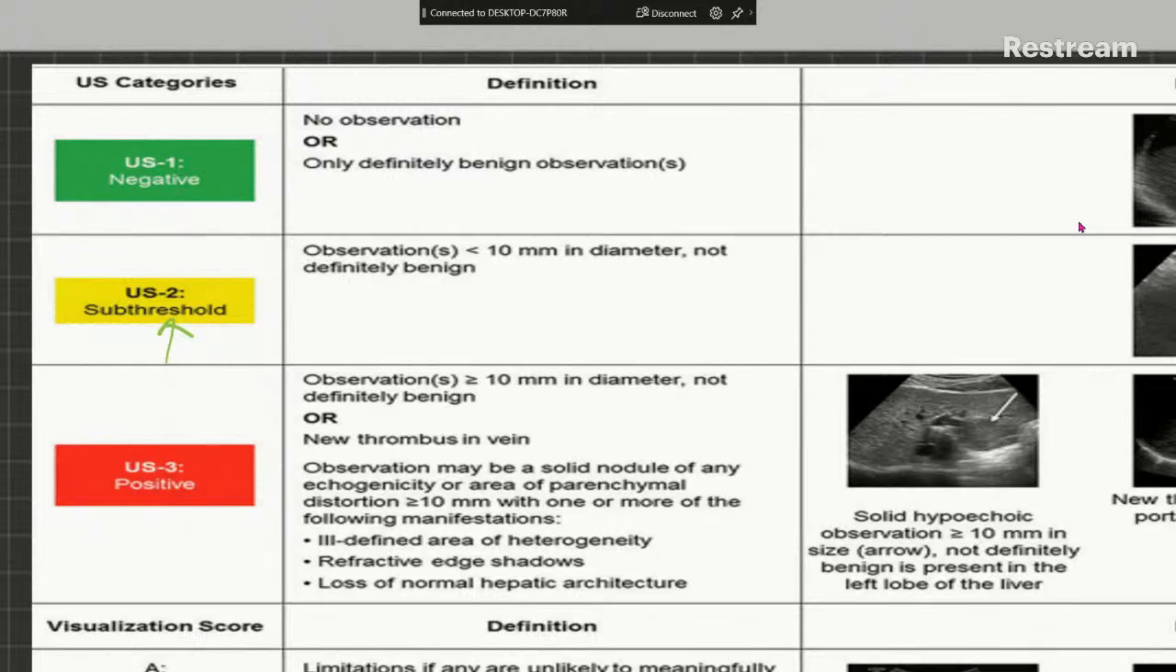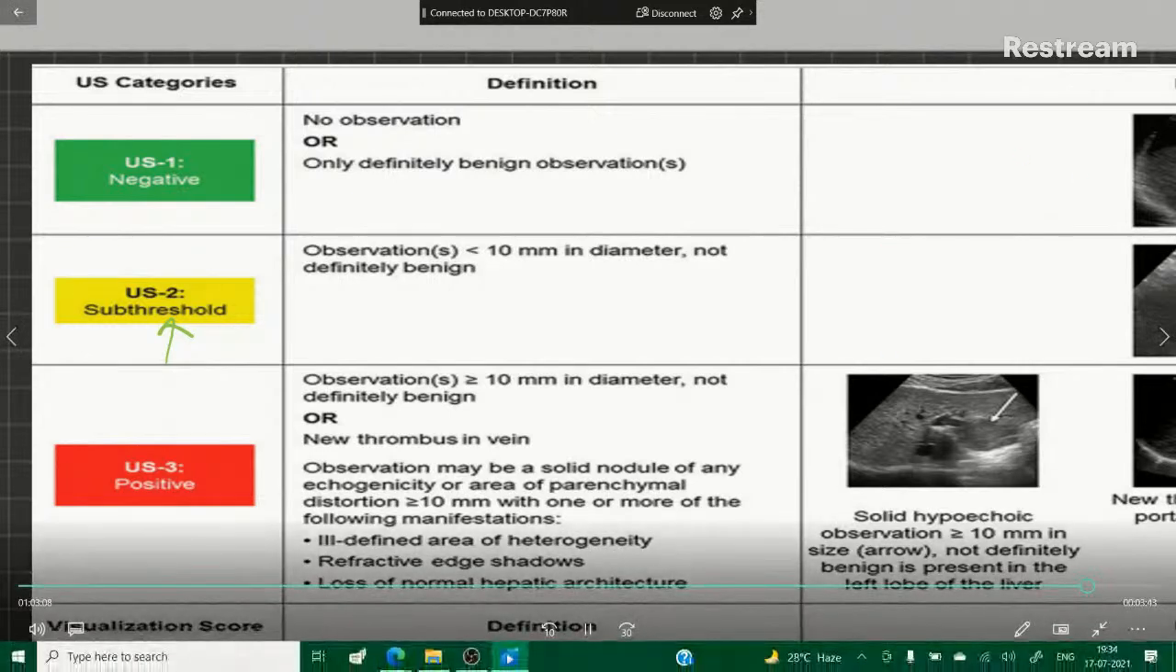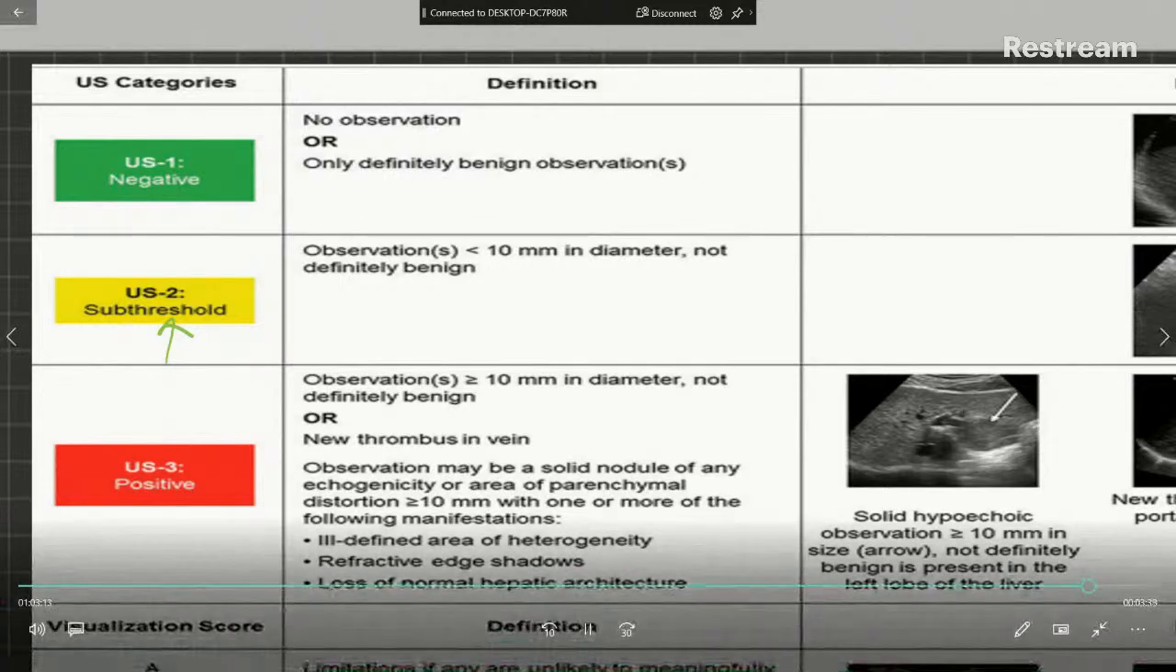Yes, sir. These are non-contrast. Contrast enhanced ultrasound is for diagnosis, but this surveillance is non-contrast. I am not diagnosing anything in ultrasound. I am just screening it, to see whether there is anything present or not. That is the role of ultrasound. It's just for screening purposes.